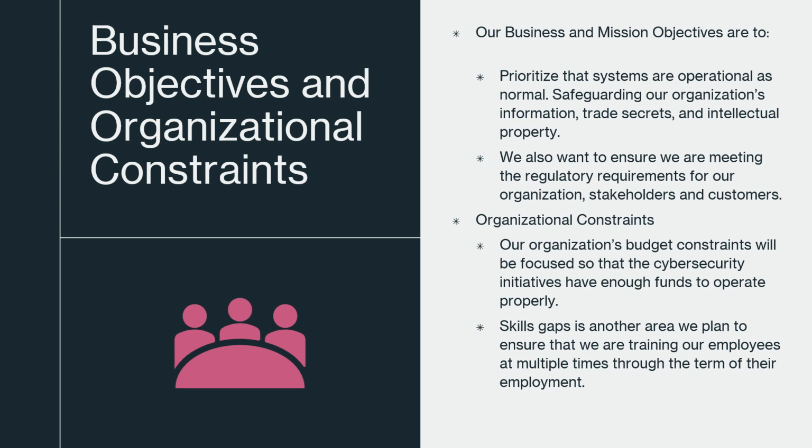Organizational constraints. Our organization's budget constraints could be focused so that the cybersecurity initiatives have enough funds to operate properly. Skills gaps are another area we plan to prioritize, to ensure our employees are receiving enough training to be prepared for any of these types of threats that could occur. We plan to implement training at multiple times throughout the term of the employment. We don't want training to be a one-time occurrence.